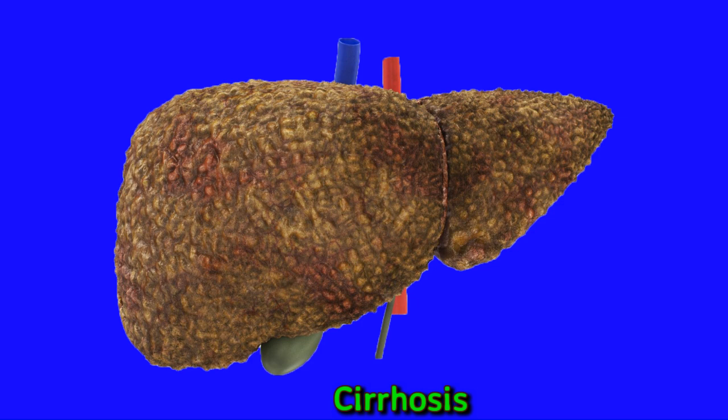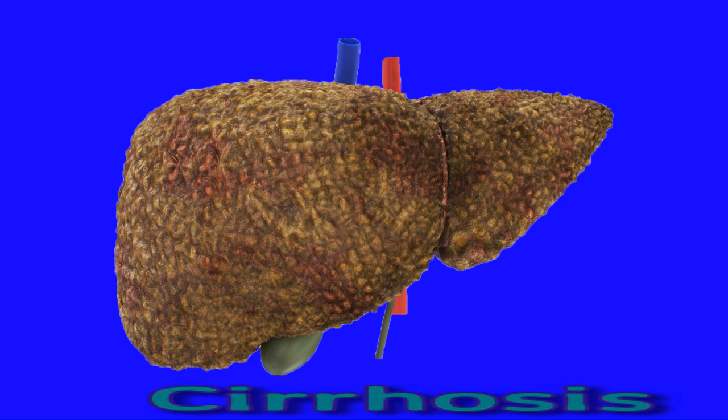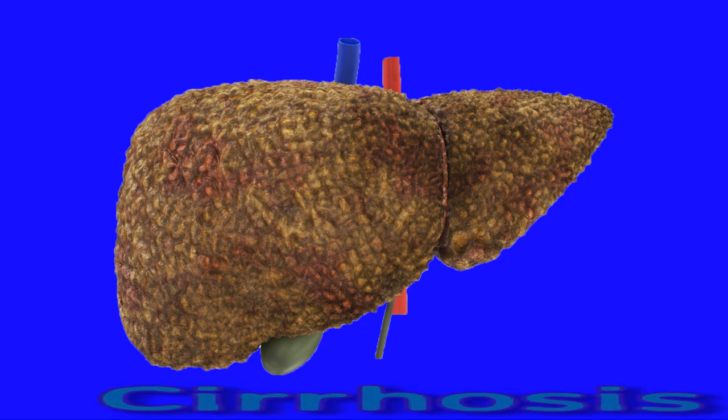Cirrhosis happens gradually, but as it worsens, the liver will begin to fail. This can lead to chronic liver failure or end-stage liver disease, where the liver can no longer perform vital functions.